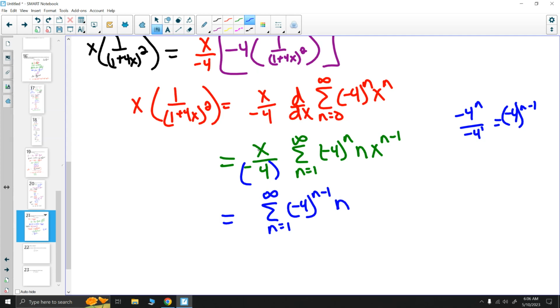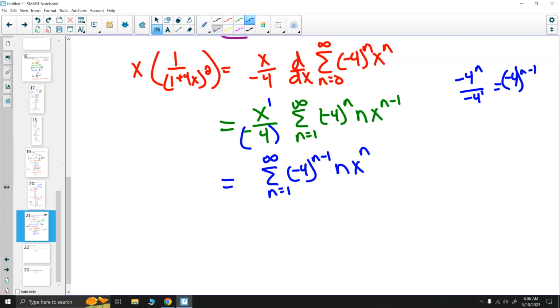We still have our n. X times x to the n minus 1. This is like an x to the 1. So we're adding 1 to this thing, so that would be x to the n. Okay, now as a final step, we could also, if we would like, rewrite this as n equals 0. So this is the sum, n equals 0 to infinity of -4. When we subtract 1 from here, we need to add 1 to the other ends. So that's going to be n plus 1, x to the n plus 1.